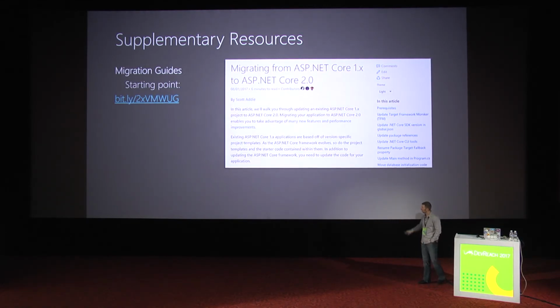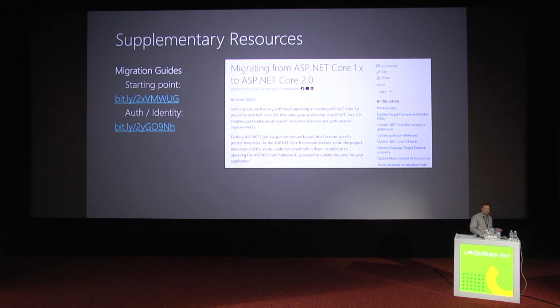This particular document, I call it the starting point. This will show you the bare minimum that is needed in terms of steps to upgrade from 1.x to 2.0. It's also going to walk you through the subtle differences if you're targeting .NET Framework instead of .NET Core. It covers both paths in this starting point document.